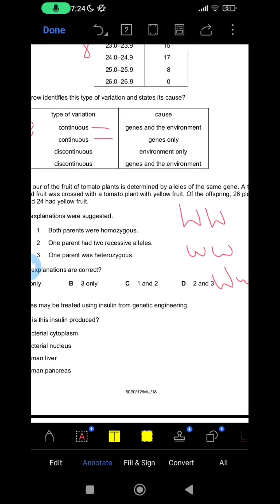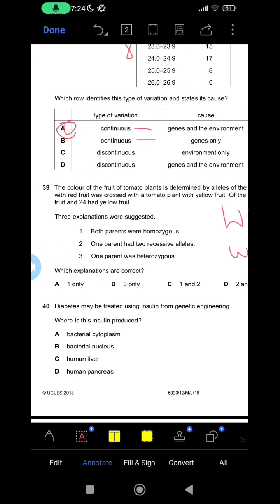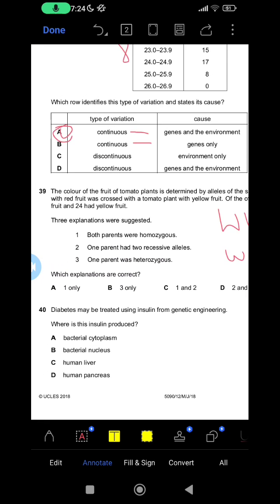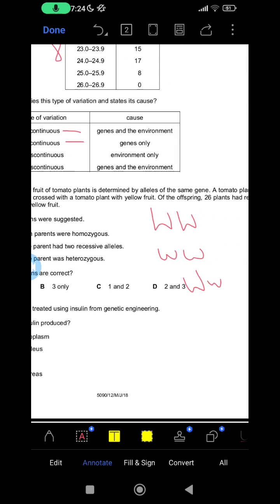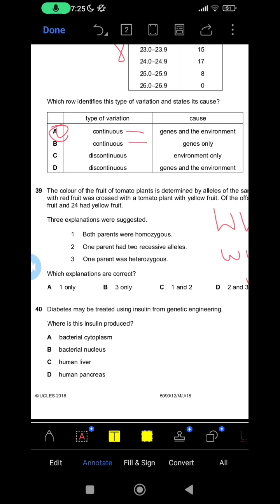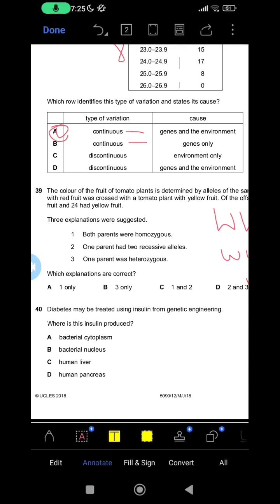phenotypically are 3:1. So there would be a lot more red than yellow plant fruits produced. But we can see they are almost equal, 26 to 24. It means that a heterozygous plant was crossed with a homozygous recessive. That's the only reason the ratio produced was so close. So the answer to this question, what we can easily see, is D part, which includes both 2 and 3.